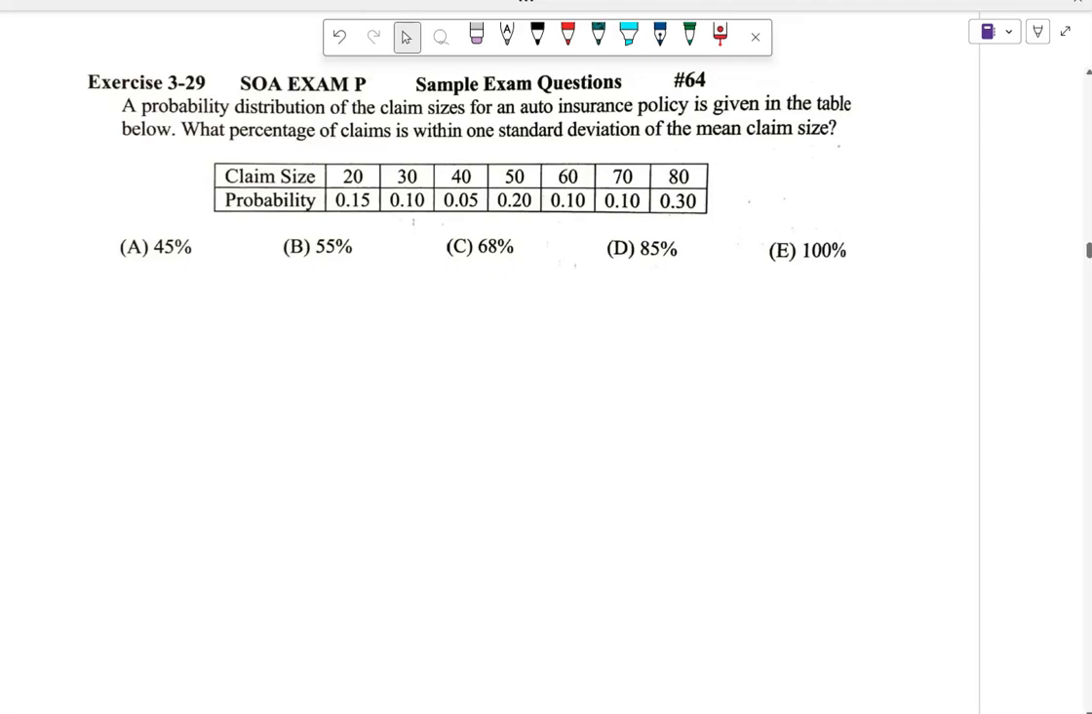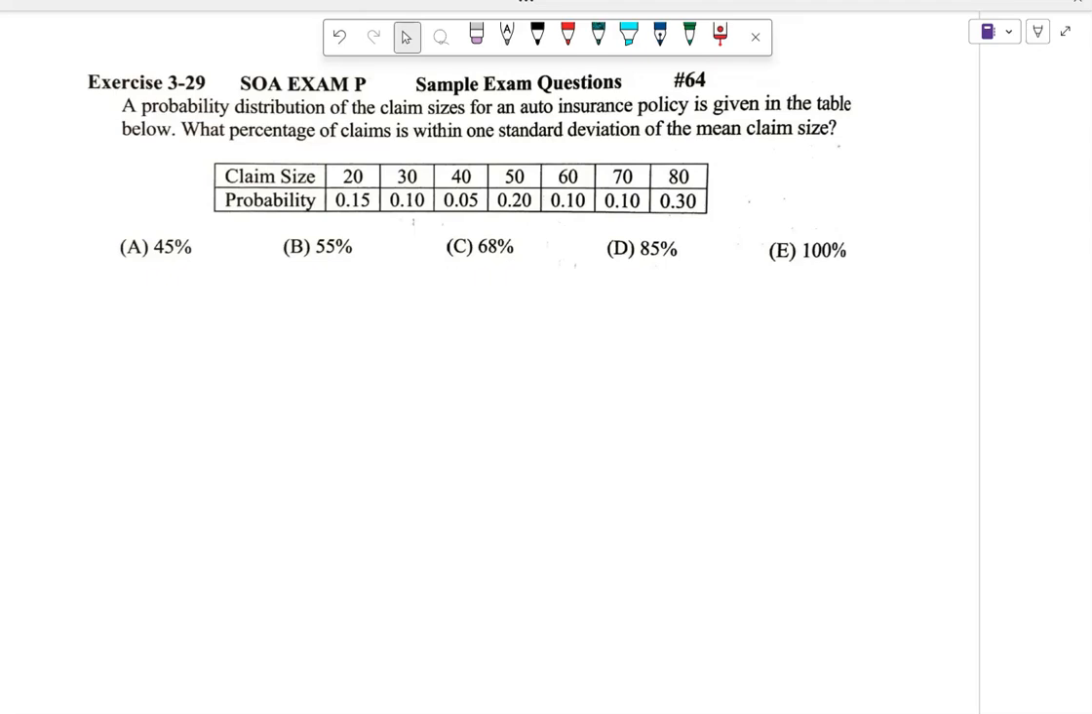All right, so this one, you can tell, is a sample actuarial exam problem. Basically, it's just asking you to figure out the mean, figure out the standard deviation, and then calculate the percentage that's within one standard deviation of the mean. So what that means is, let's say you went through this problem. We haven't done it yet. But let's say you found out the mean was 55 and the standard deviation was 10.